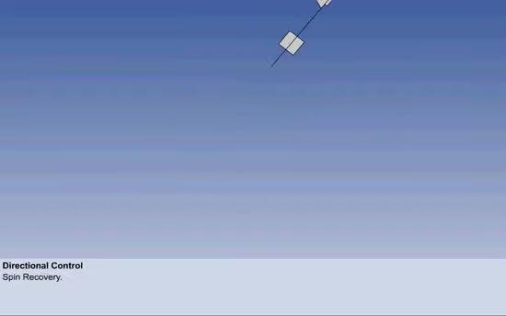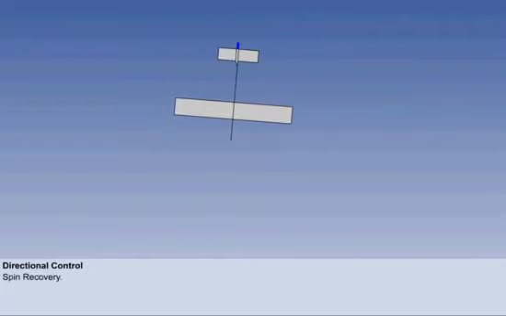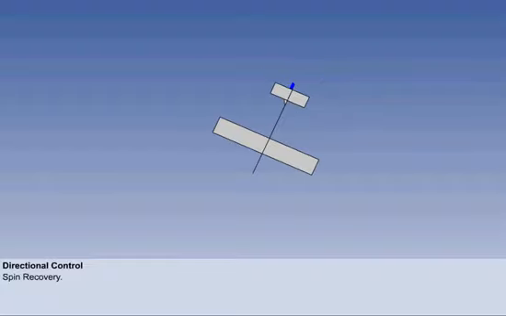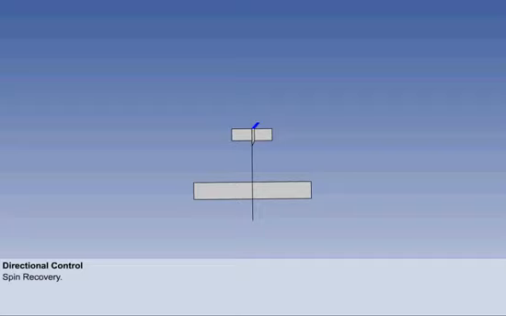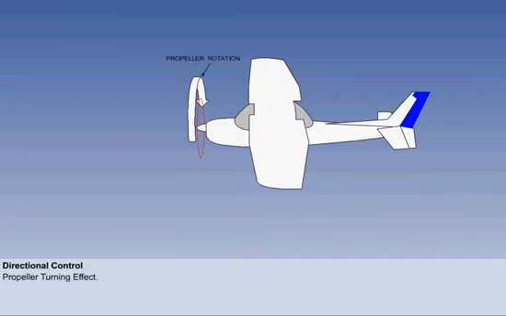The fourth use of the rudder we will look at is spin recovery. Full rudder must be applied in the direction opposite to that of the rotation of the aircraft. In this case, rudder to the left. The fifth use of the rudder we will look at is opposing the propeller turning effects.